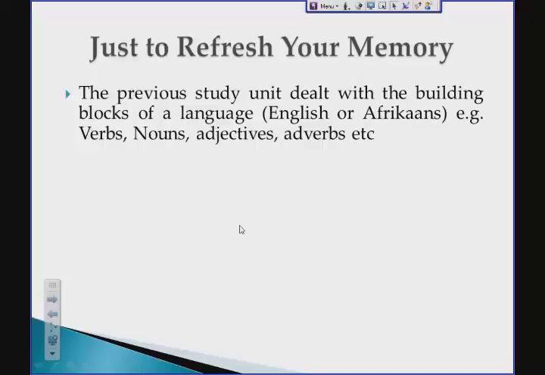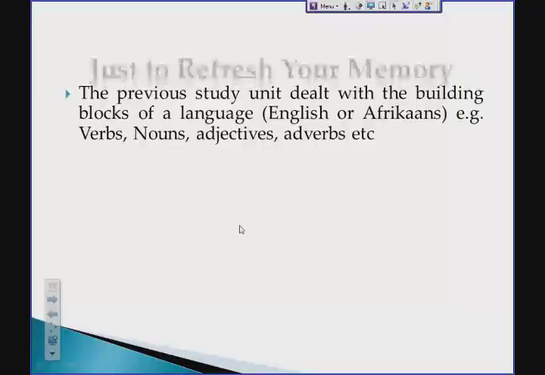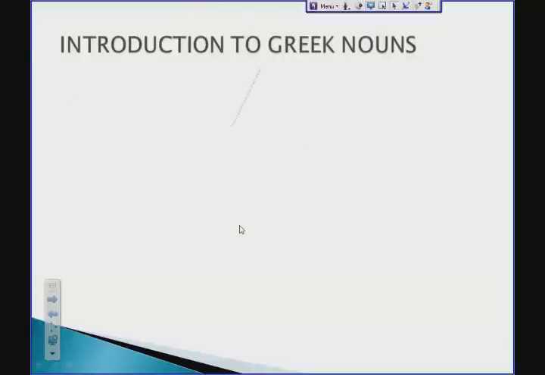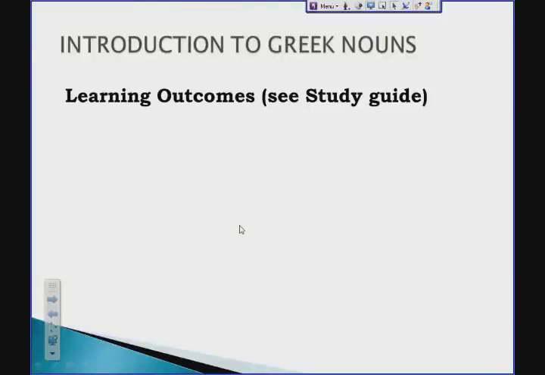The building blocks of the language, whereby you looked at the syntax of the English and the Afrikaans syntax. Syntax is how words combine to make a communication. For instance, you will look at verbs, nouns, adjectives, adverbs, prepositions, definite articles, and so forth. So I hope that is basically what you did in your previous class. All right? And today, I'm sorry for this repetition, I'm introducing to you now Greek nouns.